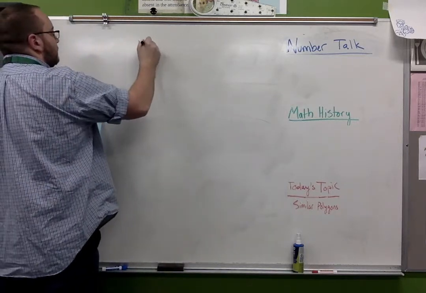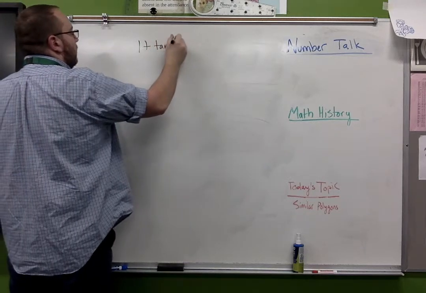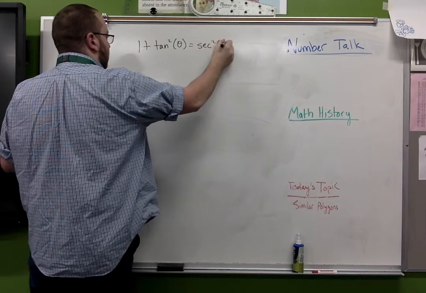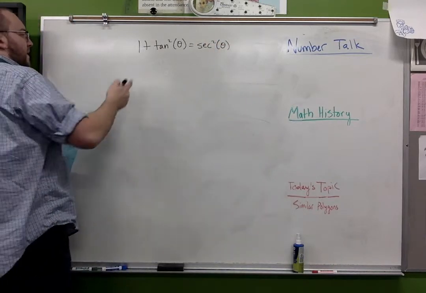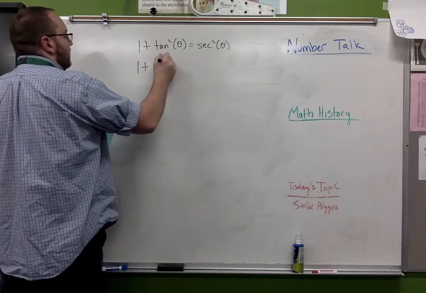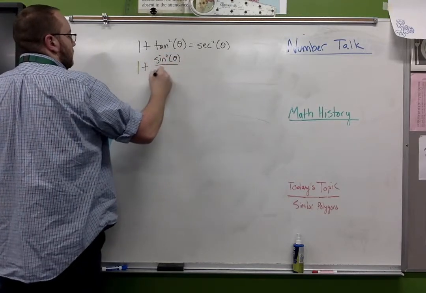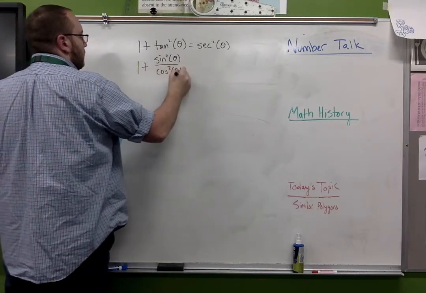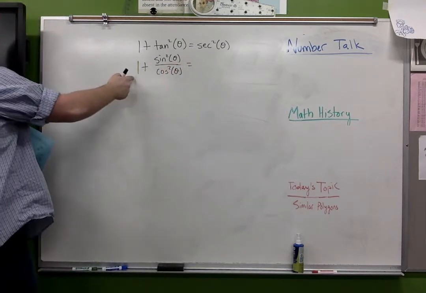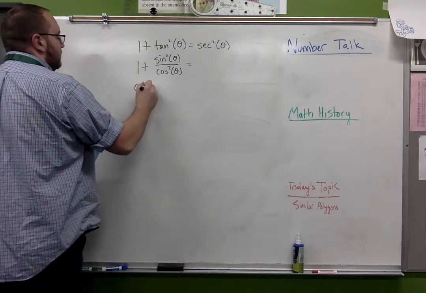Let's do the next one. This one's very similar: 1 plus tangent squared of theta is equal to secant squared of theta. Once again, I'm going to change tangent to sine over cosine. I'm going to get a common denominator with the 1, which is cosine squared.